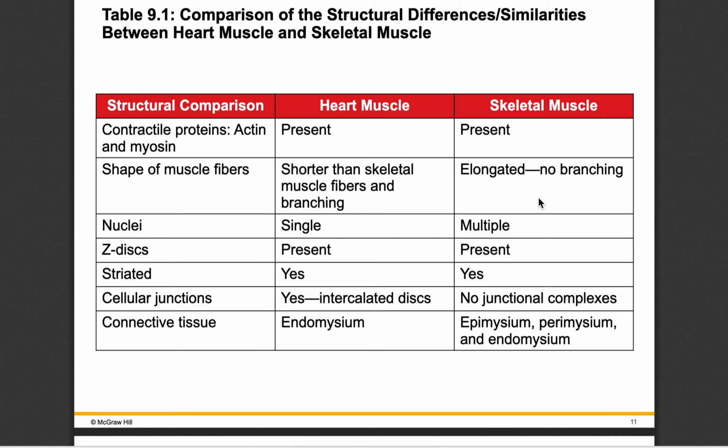Z discs are still there. They're still striated, so you can see that banding pattern from the Z discs and the M lines and those sarcomeres. It is a little tougher to see in heart muscle, but it can still be seen there. The big thing that changes, though, between skeletal muscle and heart muscle is something called cellular junctions, or intercalated discs. And so skeletal muscles don't have these, but heart muscles do.